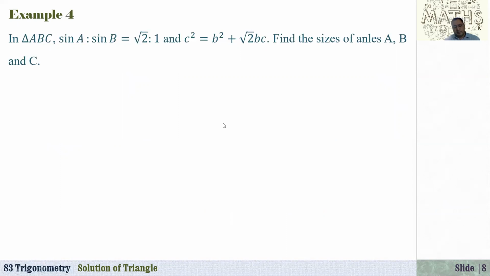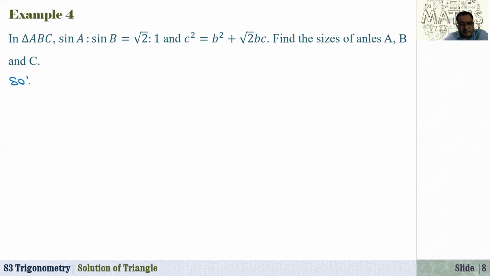Okay. Another example. Example 4. In triangle ABC, the ratio of sine of A to sine of B is equal to square root of 2 to 1, and C squared equals B squared plus square root of 2 times BC. Find the sizes of angles A, B, and C.